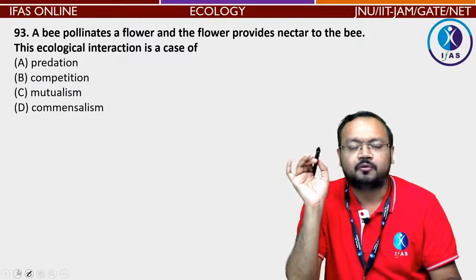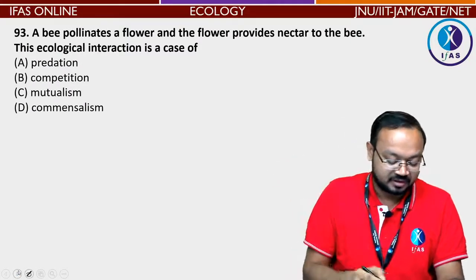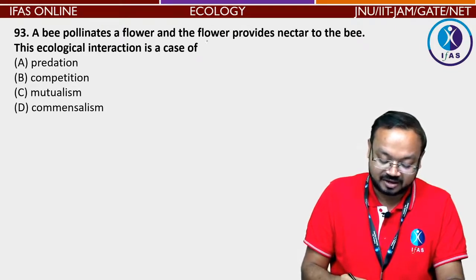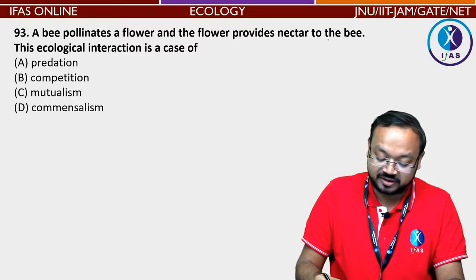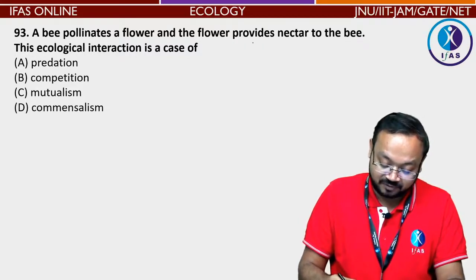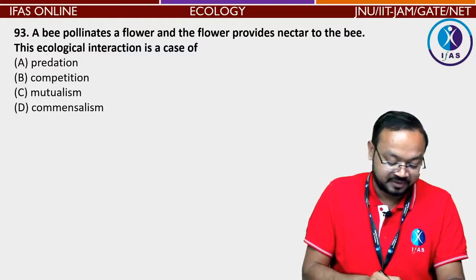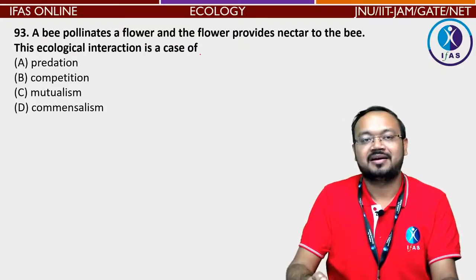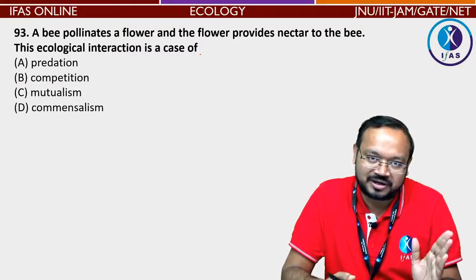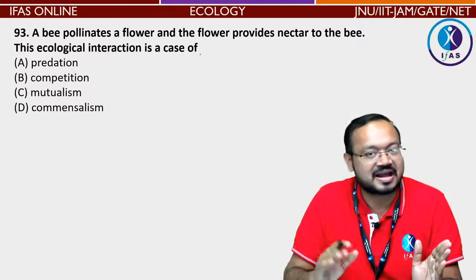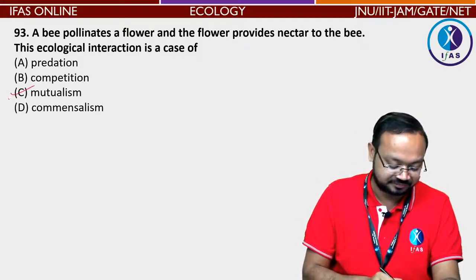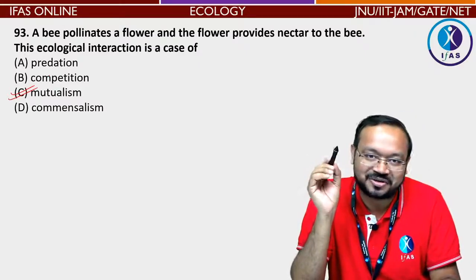Next question, again a very easy question. A bee pollinates a flower and the flower provides nectar to the bee. This ecological interaction between the pollinating agents, that is insects, and flowers is a case of which type of interaction? It is the best example of mutualism. So the correct answer should be mutualism.